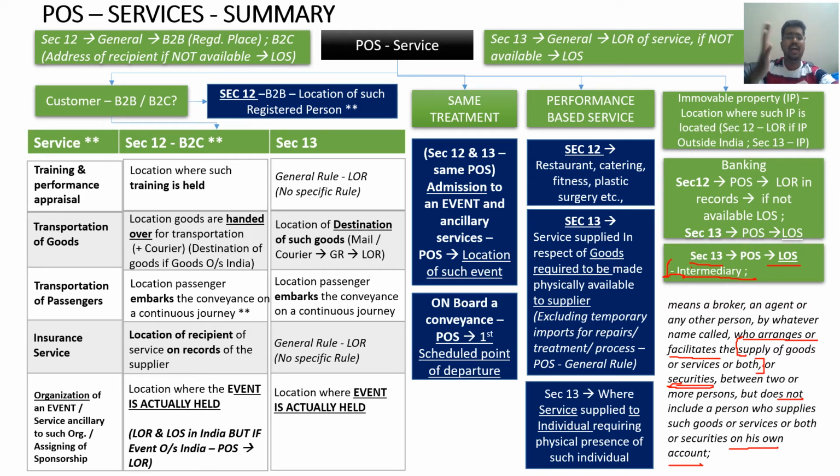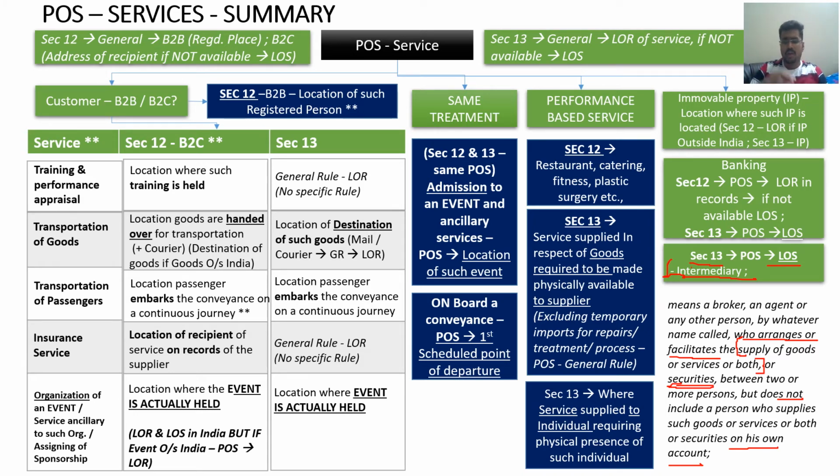So let's say you have a travel agent. Does he take you in the flight? No, he connects you to the person who takes you in the flight, right? So you go to a travel agent to book a flight. So he is an intermediary for your travel services. Now, what is the place of supply for this service? The location of service supplier will be the place of supply, right?